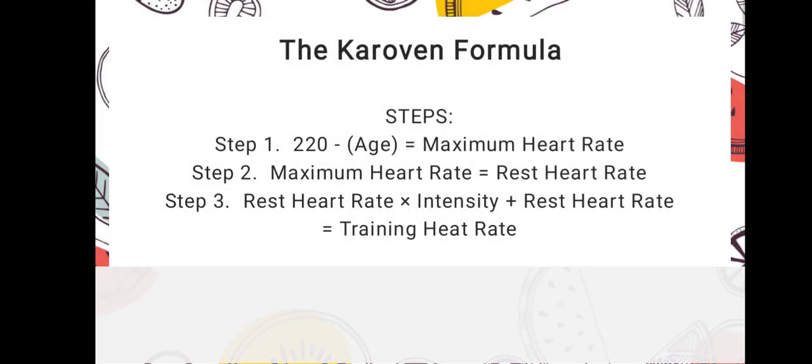This is the Karvonen formula. Step 1, 220 minus your age is equal to maximum heart rate. Step 2, maximum heart rate minus resting heart rate is equal to heart rate reserve. Step 3, heart rate reserve times the intensity plus the resting heart rate is equal to training heart rate. Meron tayong examples dito.